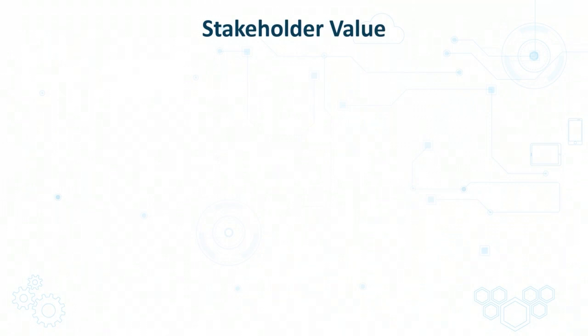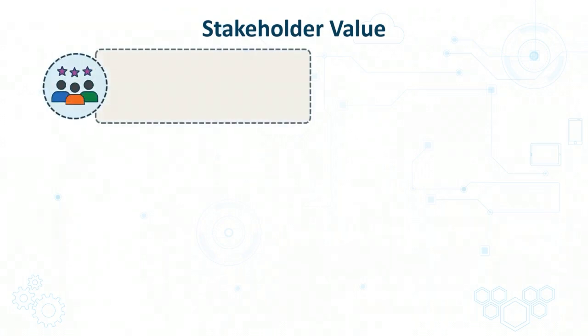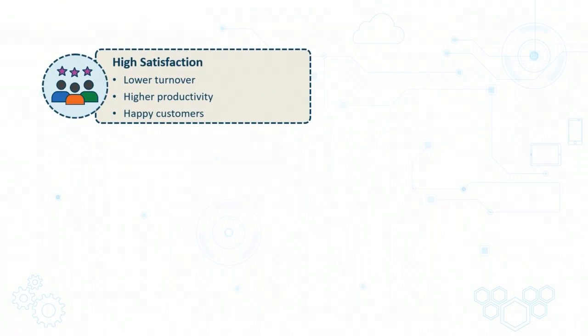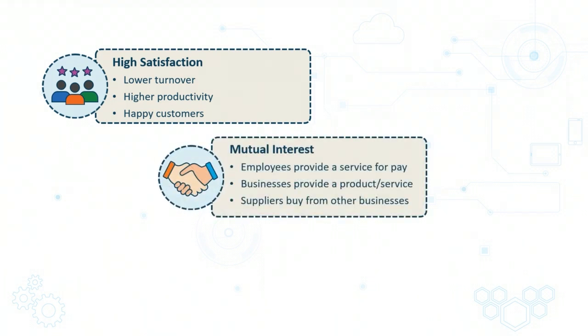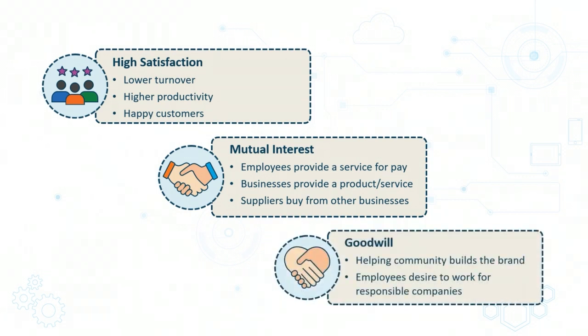Stakeholder value involves creating the optimal levels of return for all stakeholders of the business within three primary areas. High satisfaction, which will provide lower staff turnover, resulting in higher productivity and happy customers. Mutual interest: employees provide a service in exchange for payment, businesses provide an offering to make money, and suppliers buy from other businesses to build their own business. Goodwill. Helping community also helps build the business's brand and employees' desire to work for responsible companies.